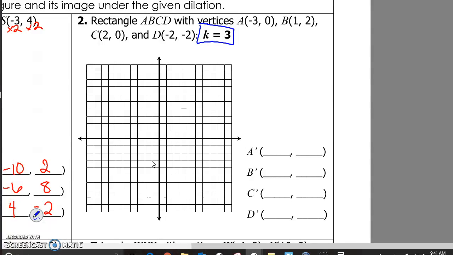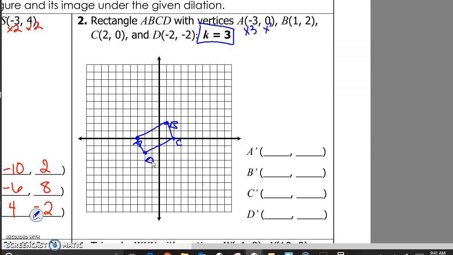So we're going to multiply everything by 3. So plotting the rectangle ABCD, we've got A at -3, 0. B is 1, 2. C is 2, 0. And D is -2, -2. So basically, with the scale factor of 3, we're going to triple it in size. We're going to make it 3 times bigger. So taking the x and the y and multiplying it by 3.